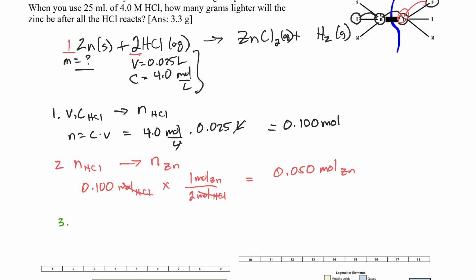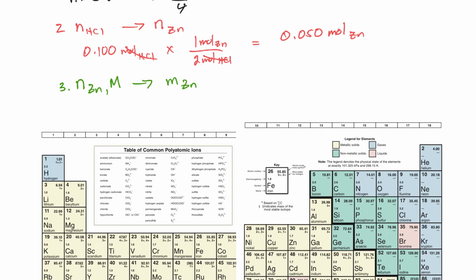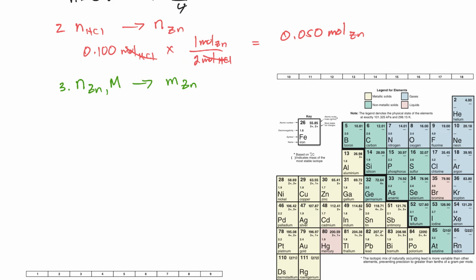So step 3, I'm going to take the moles of zinc and the molar mass of zinc, that's other information I need, and convert that to mass of zinc. Okay, bringing in the periodic table. Don't need this side, I might need that side. So moles are equal to mass over molar mass. So mass is equal to moles times molar mass. The moles I have is 0.050 moles times the molar mass of zinc. Right there, 65.41.